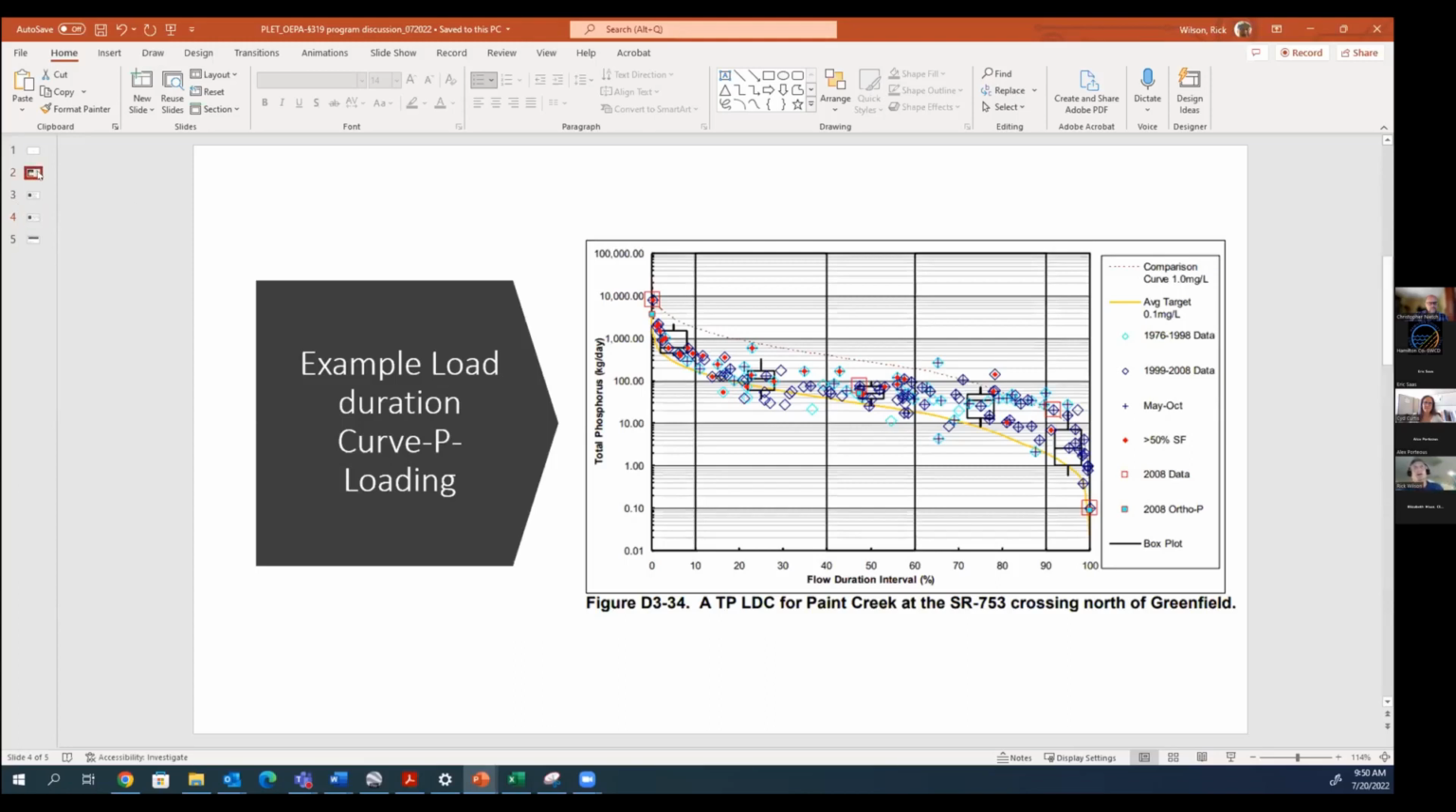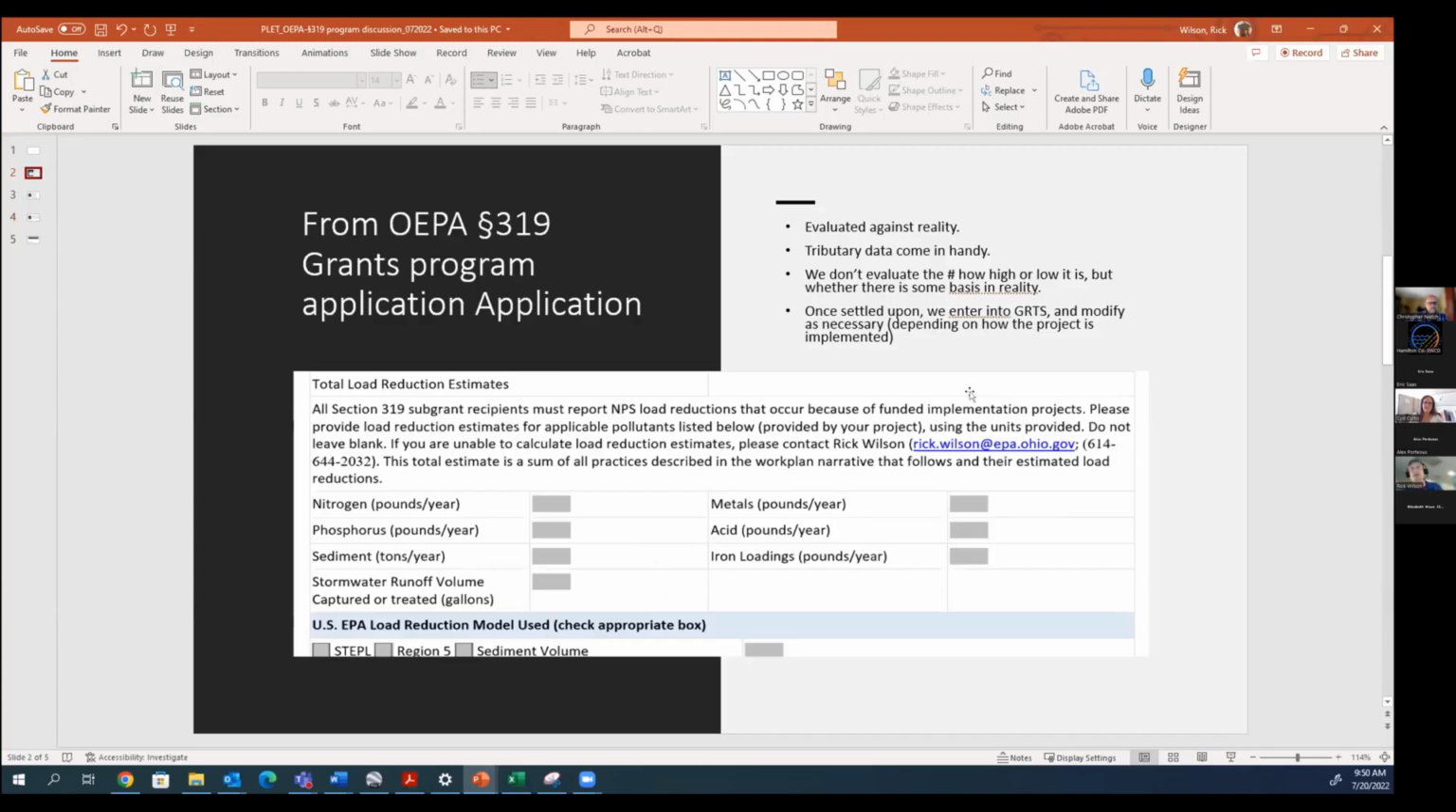I will say, I want to go back to this here. When we get applications and we don't evaluate or give more points high or low, depending on just how many pounds you're putting in there. Oftentimes an urban project might only get us 2 pounds of phosphorus and 14 pounds of nitrogen and 2 tons of sediment, but it'll get us 15 million gallons of stormwater reduced.